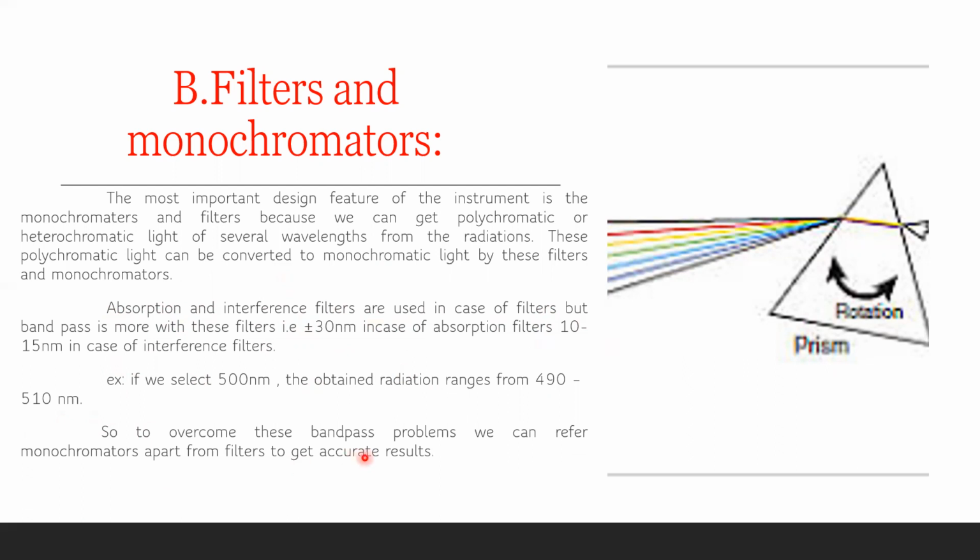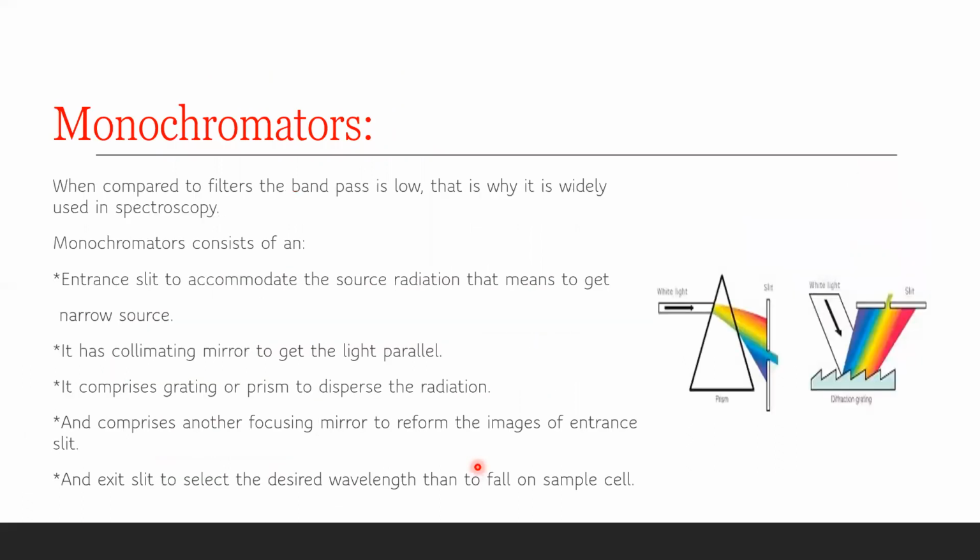So to overcome these band pass problems, we can refer to monochromators apart from filters to get accurate results. So coming to monochromators, when compared to filters, the band pass is low. That's why it is widely used in spectroscopy. Monochromators consist of an entrance slit to accommodate the source radiation. That means to get a narrow source.